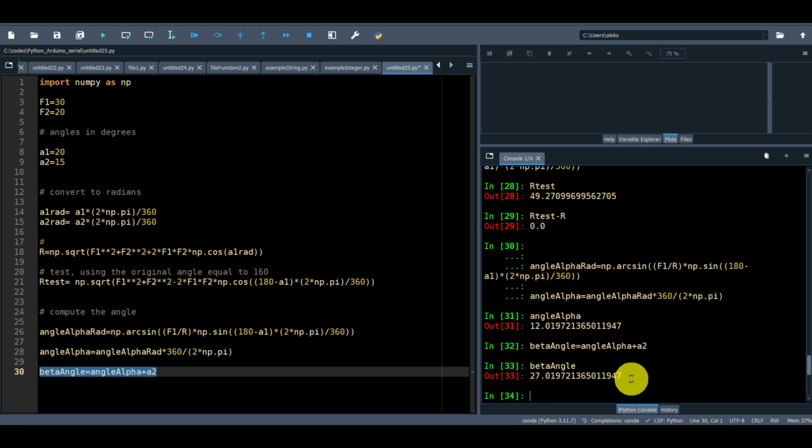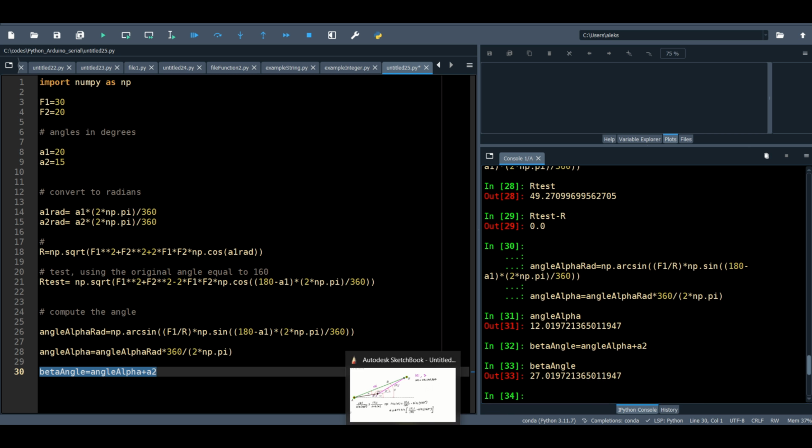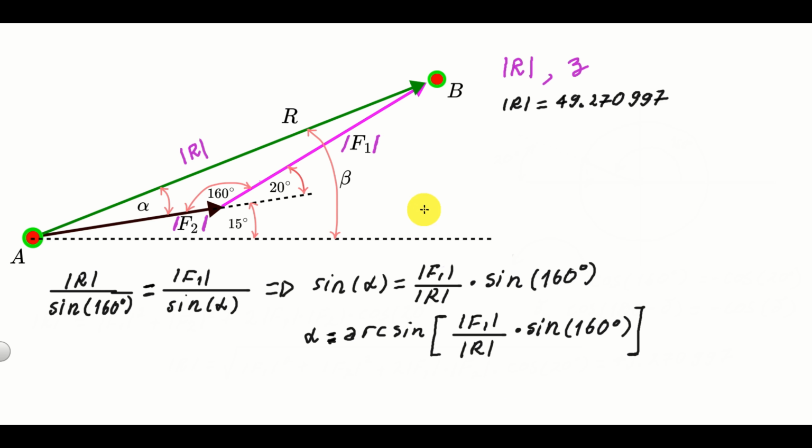Here it is, it's 27.0197. That's it. Let's write this number over here. Beta angle is 27.0197, and the angle alpha is 12.0197. And that's it.